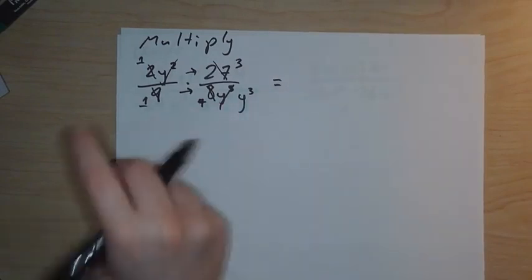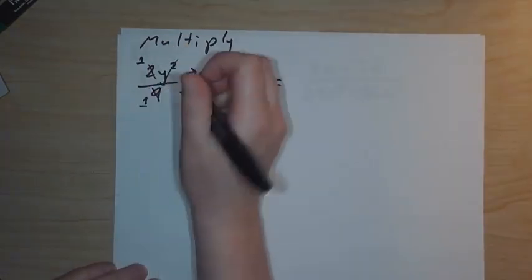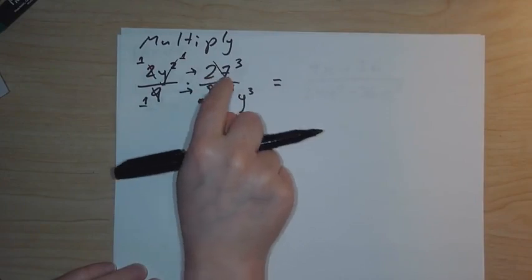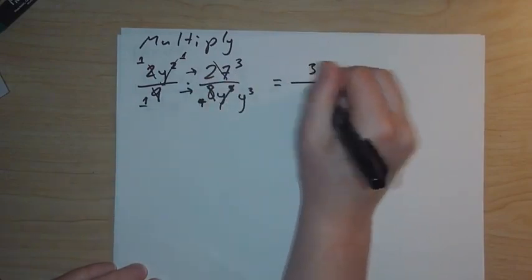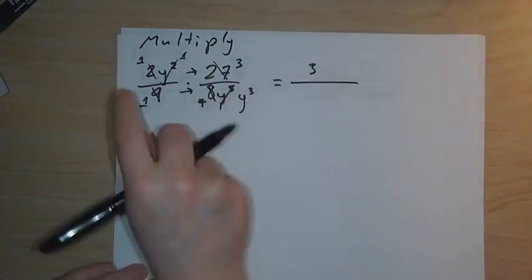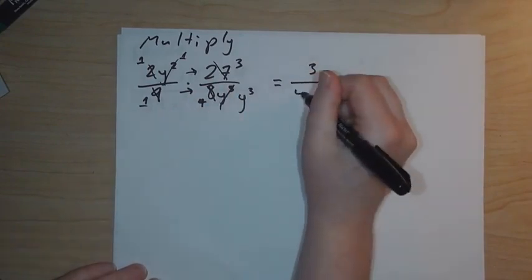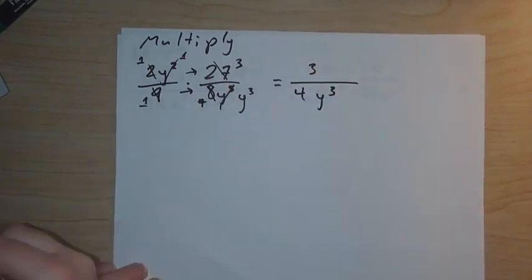So then going across, we have 1. This is just also 1. We have 3 on top. We have 1, and then we have 4, y to the 3rd.